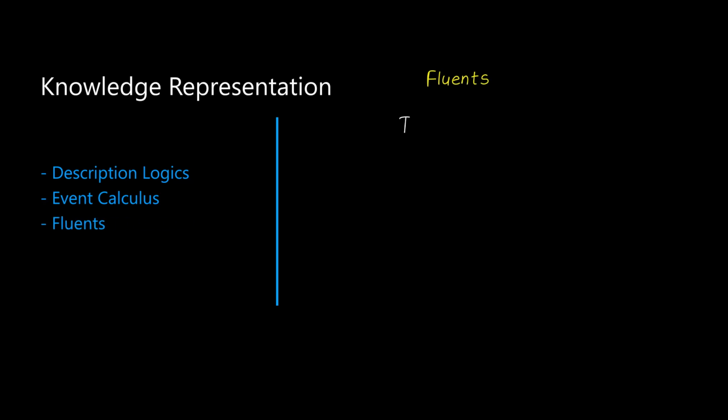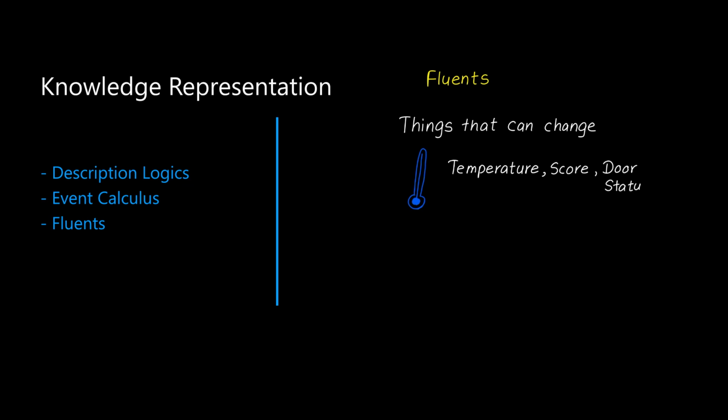Fluents are things that can change. Temperature is a fluent. Game score is a fluent. The door being open or closed is a fluent. Event calculus uses fluents to track what's true at different points in time as events occur and cause changes.